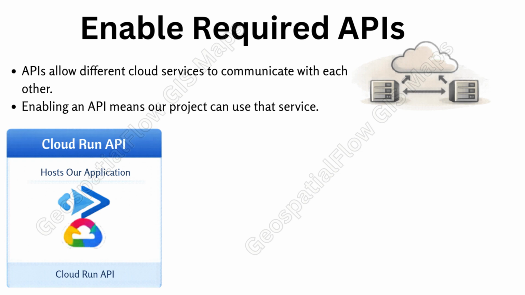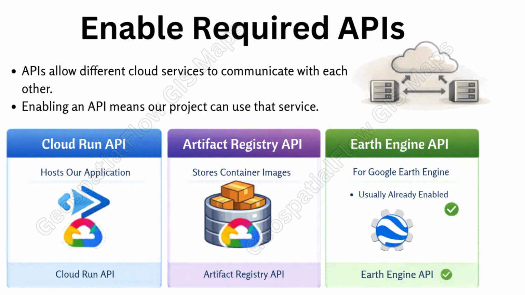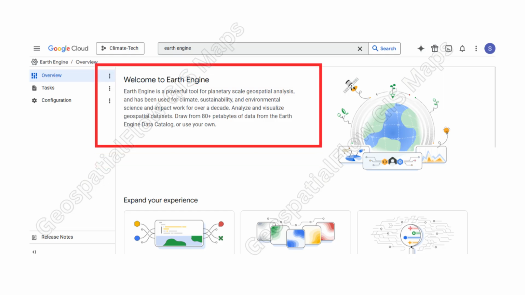Here we enable the Cloud Run API, which will host our application, the Artifact Registry API, which will store our container images, and the Earth Engine API, which is required for using Google Earth Engine. This is usually already enabled when creating the project, but you can verify it here.